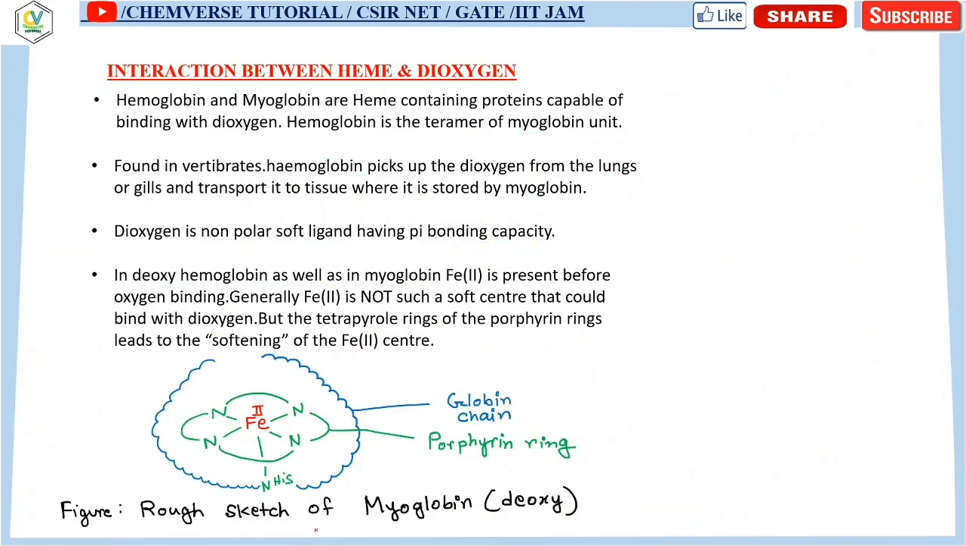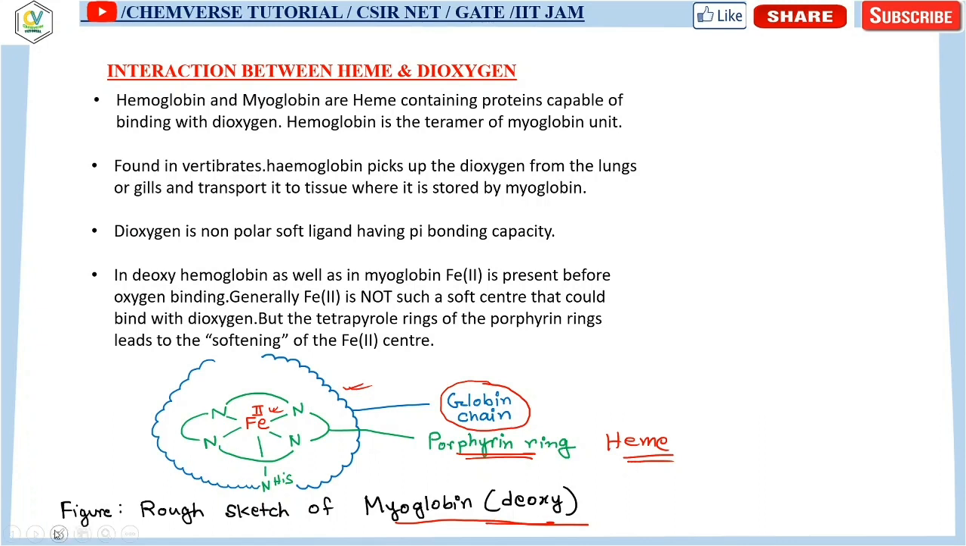Anyway, so what is the basic sketch of the myoglobin? Basically, it's the deoxymyoglobin. You can see over here, this blue color circle is nothing but the globin chain, which is basically the sequence of amino acids. And inside the globin chain, the iron 2 center is present along with the tetrapyrrole ring, which is basically the porphyrin ring, and it is nothing but your heme group. So myoglobin and hemoglobin both are heme-containing proteins.